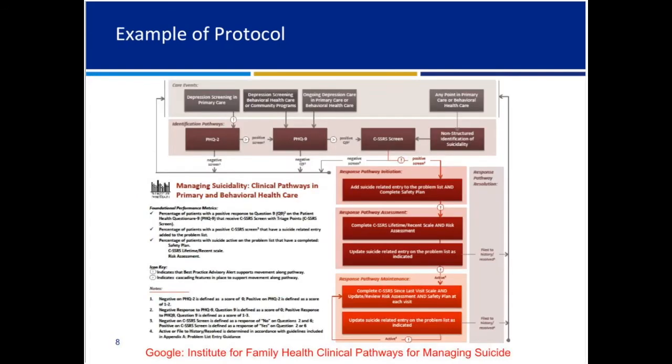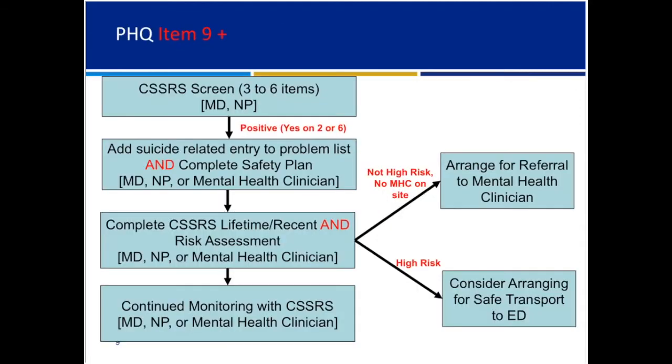I provided an example of a really well thought out protocol that is actually used in primary care by the Institute for Family Health. I recognize that the quality of the image here isn't such that you can read everything on the screen. So if you're interested in finding this document, you can Google Institute for Family Health Clinical Pathways for Managing Suicide, but I'm also going to go into a little bit more depth in the following slides to describe the protocol. The important thing to recognize is that the Institute for Family Health protocol starts with the PHQ-9.